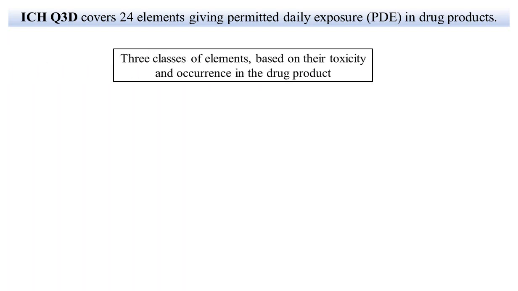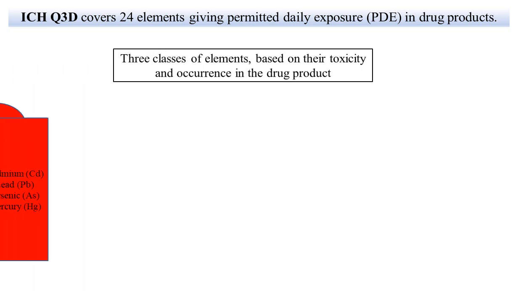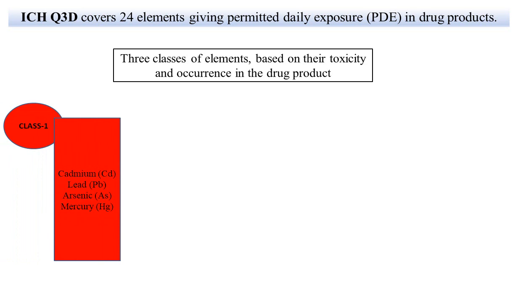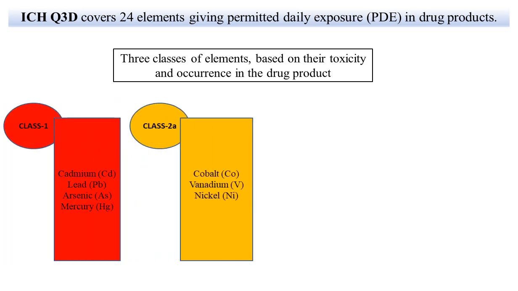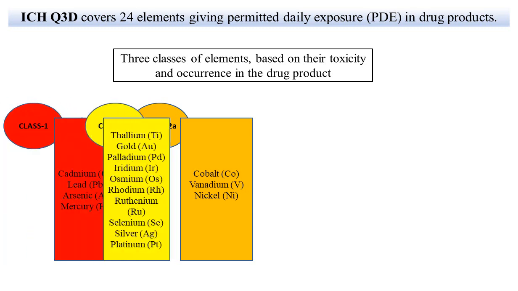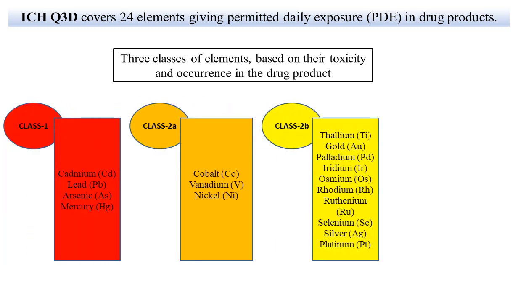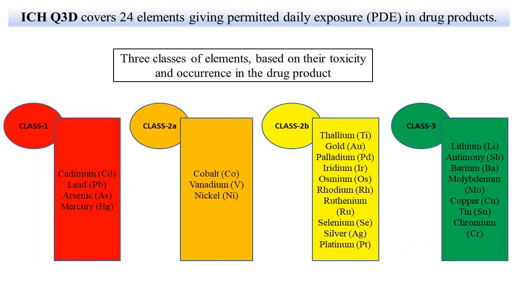For 24 elements, permitted daily exposure limits have been established on the basis of safety data. These elements are classified into three classes. Class 1 elements are cadmium, lead, arsenic, mercury. Class 2A elements are cobalt, vanadium, nickel. Class 2B elements are thallium, gold, palladium, iridium, osmium, rhodium, ruthenium, selenium, silver, and platinum. Class 3 elements are lithium, antimony, barium, molybdenum, copper, tin, and chromium.